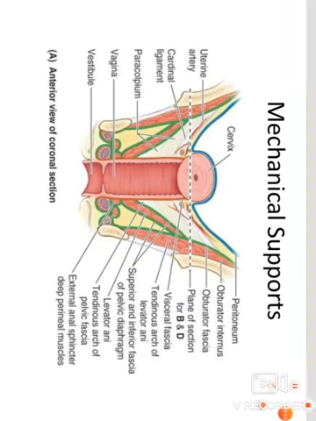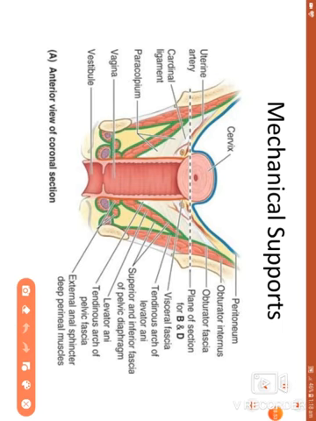Then here, this is the coronal view. See, this is the cervix. This is the vagina. This is the opening of the vagina, the vestibule of the vagina. See, this muscle is the levator muscle, the levator that forms the pelvic diaphragm.